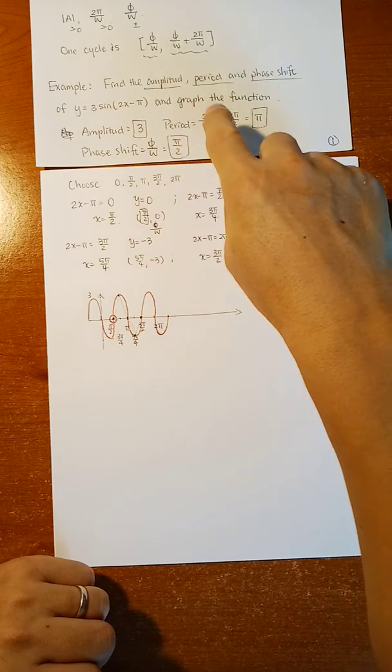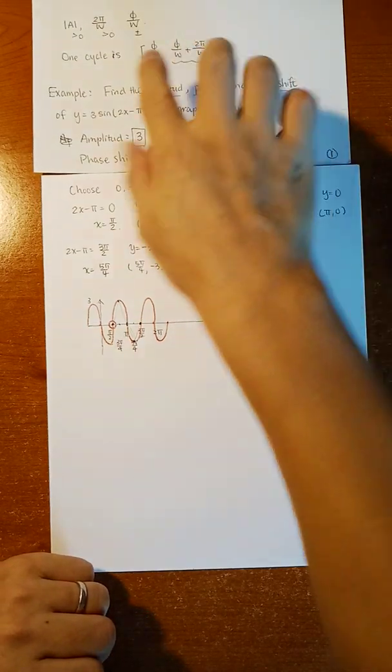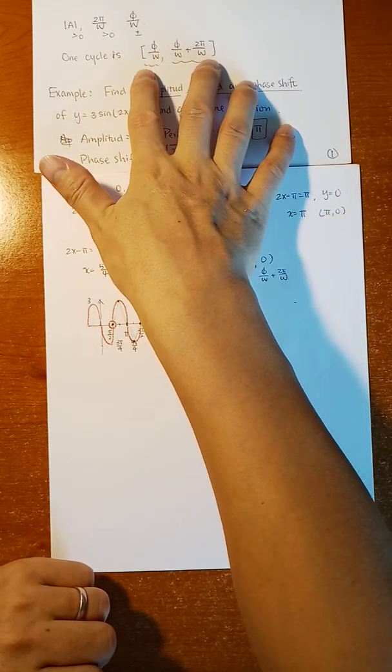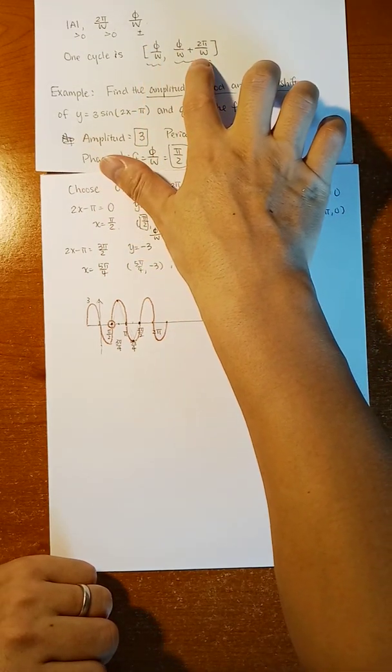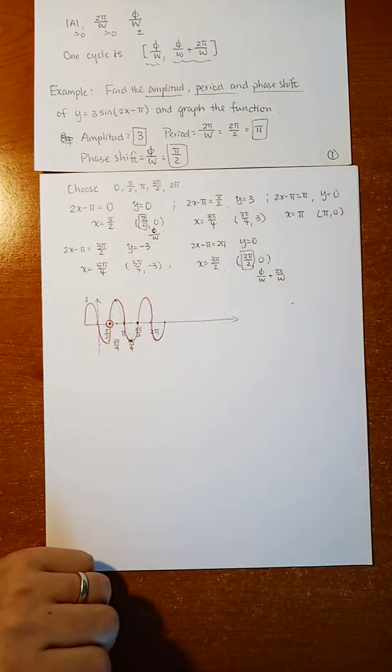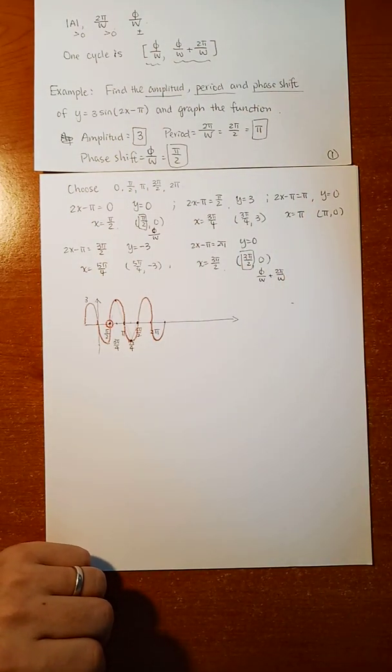And plus the period, this interval is exactly one cycle, right? The starting point with one period step, so that's one cycle. Okay?